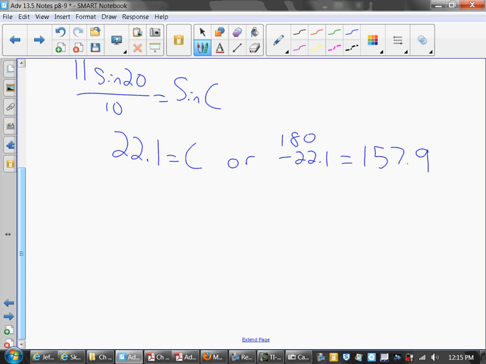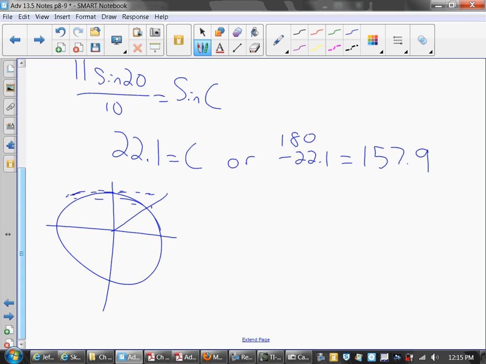Remember, in the unit circle, signs are positive in the first two quadrants. Okay? If it's 22.1 here, there's another angle over here with a reference angle 22.1. Well, that angle has a terminal side theta of 157.9. Those two are going to share the same y coordinates. That's all that's saying. Okay?